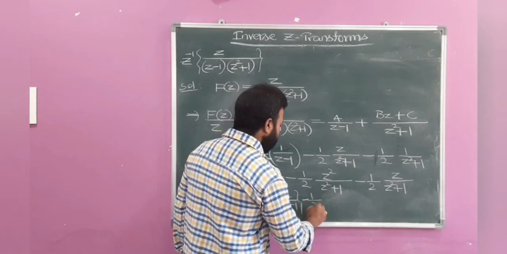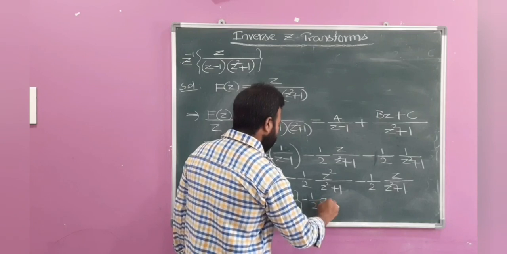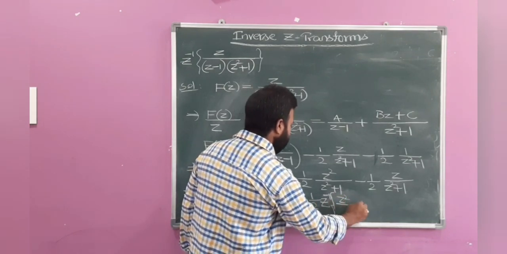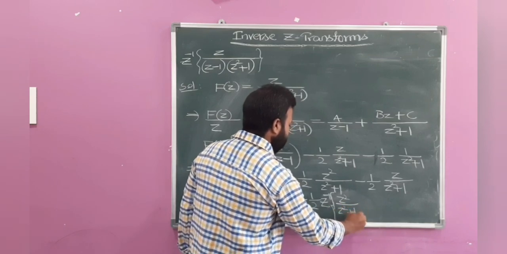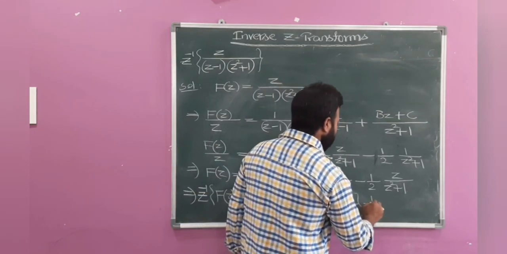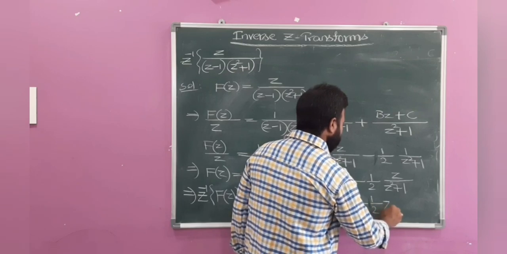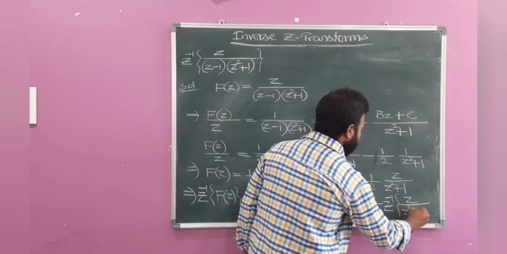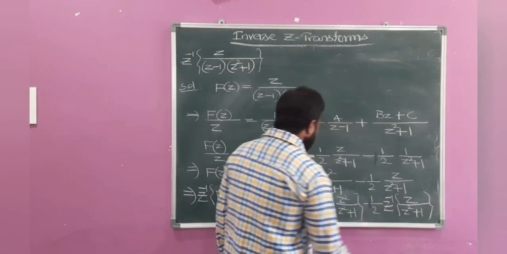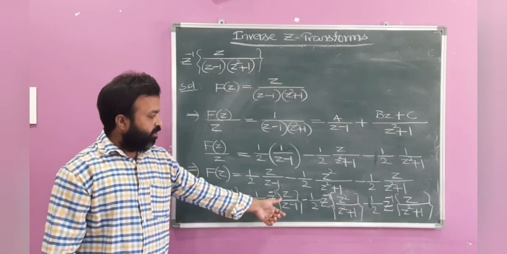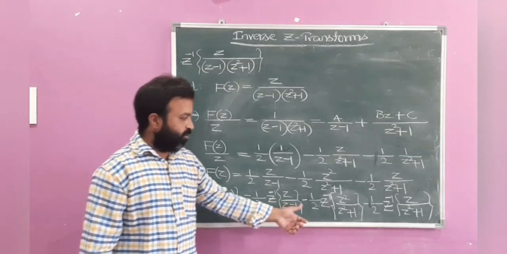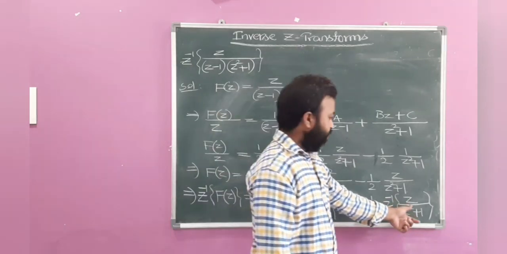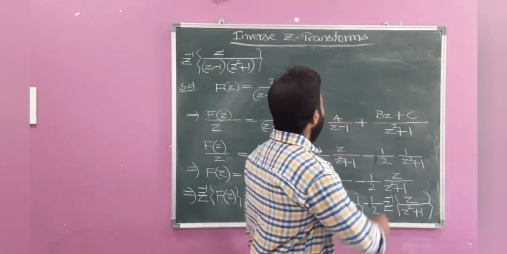minus 1 by 2 of Z inverse of z square by z square plus 1 minus 1 by 2 of Z inverse of z by z square plus 1. And we know the formulas for z by z minus 1 inverse transformation, z square by z square plus 1 inverse transformation, and z by z square plus 1 transformation.